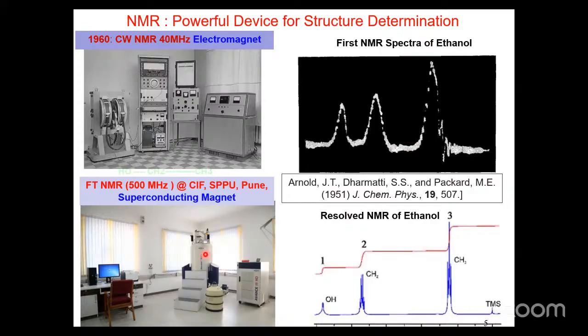But coming to the most sophisticated instrument, like here, now this is the picture of the 500 megahertz instrument, where the electromagnet has been replaced by the superconducting magnet. Now, as we have increased the magnetic field, more resolution you can obtain. And here you are observing the same molecule's NMR, but now the peaks are more resolved and you can get more information from this NMR.